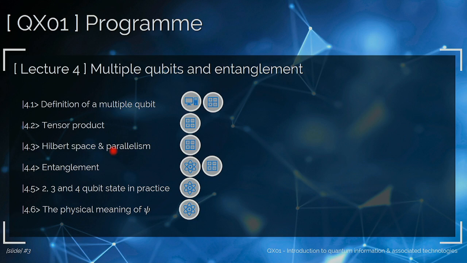And then the very important notion of entanglement between two qubits or between two particles. And then we'll discuss one example of how we can make 2, 3, and 4 qubit states in practice, or more, by using what's called path encoding for photons. And then to finish, I'll come back to some aspects of the physical meaning of psi, the so-called wave function of the system. As I said, I will have to come back to the physical meaning to understand a bit better what's behind.